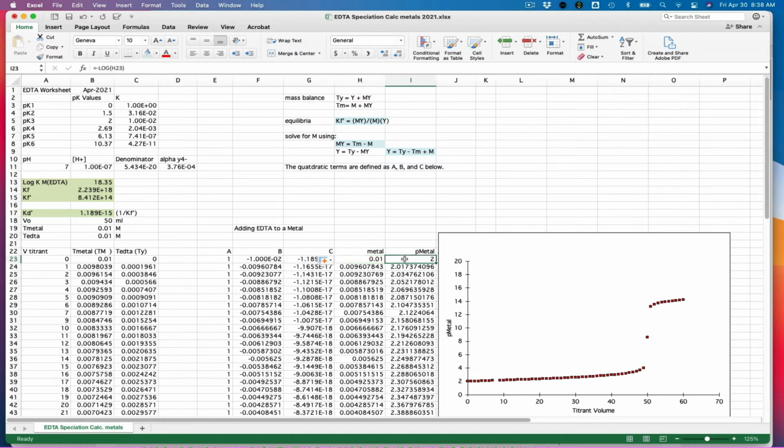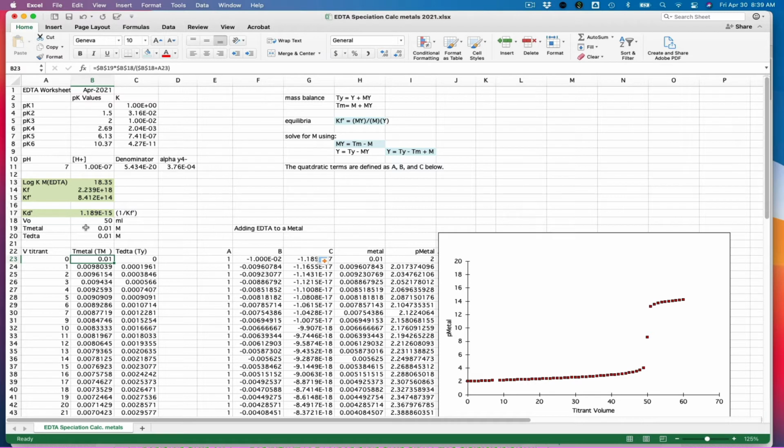And then P metal, like pH, it's often convenient to take the negative log of a species that's going to change over several orders of magnitude, and that's exactly what I've done. I've taken the negative log of the metal concentration to calculate and then plot P metal. So the last thing I need to do in this implementation is to tell you about these T metal and T EDTA terms. So let's start with T metal.